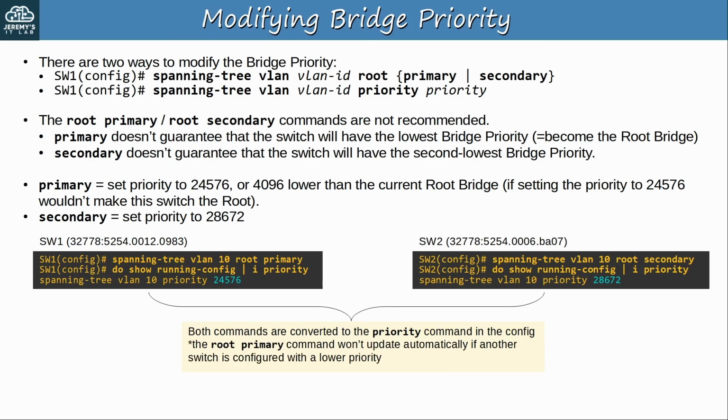And note that the root primary command won't update automatically if another switch is configured with a lower priority. For example, switch 1's priority will remain at 24576, even if I configure another switch with a lower priority. So if all other switches have the default priority value of 32768, these commands work fine. The switch you configured with root primary will have the lowest priority, and the switch you configured with root secondary will have the second lowest.